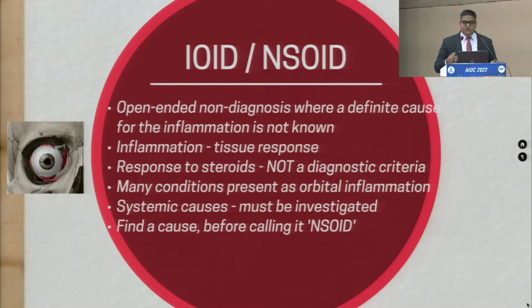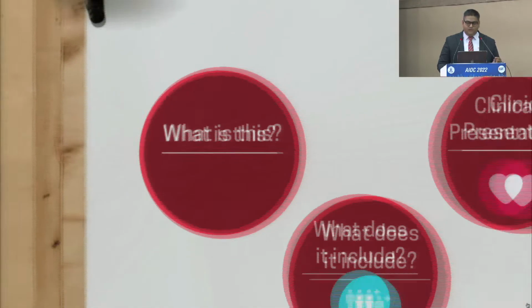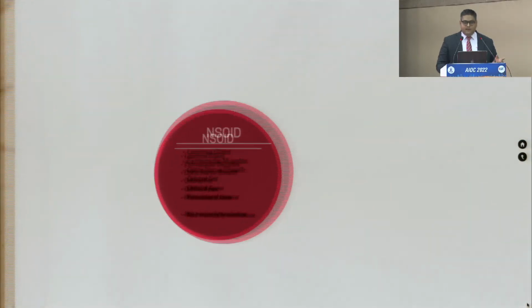So in many cases, the response to steroids is not a diagnostic criterion for us to say that yes, this was NSOID because it responded to steroids. There can be many conditions that present as orbital inflammation, many of which have systemic causes that lead to the inflammatory changes. And therefore, we must hunt and look for a cause before we label it as non-specific orbital inflammatory disease. So what all does it include?